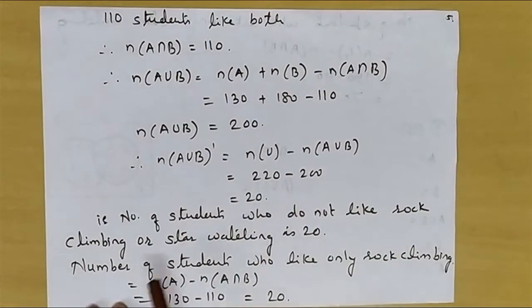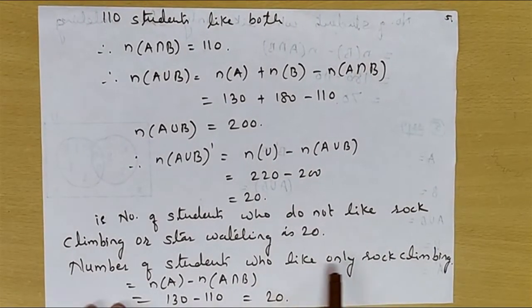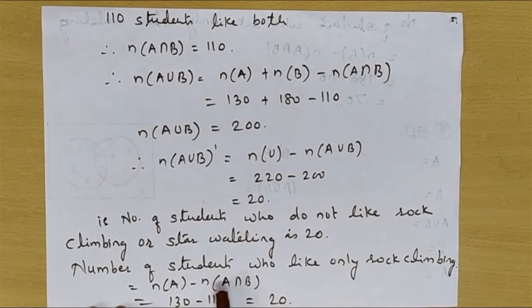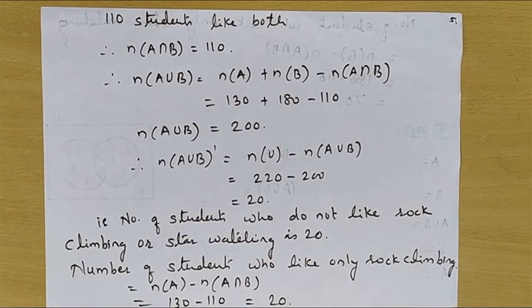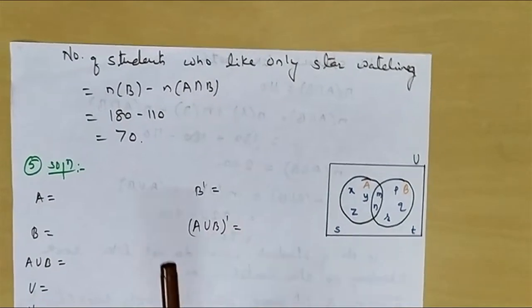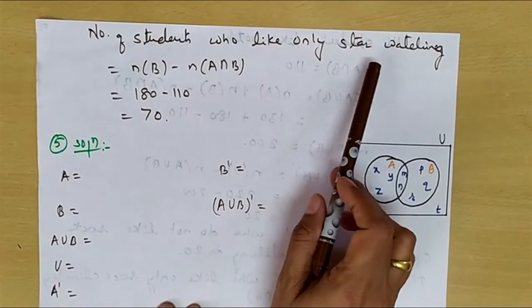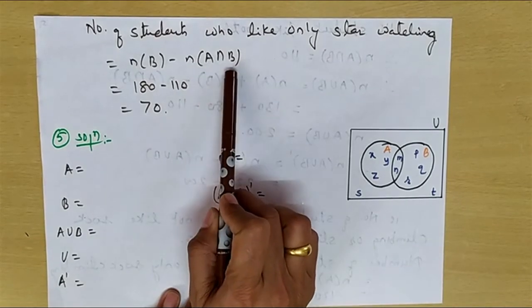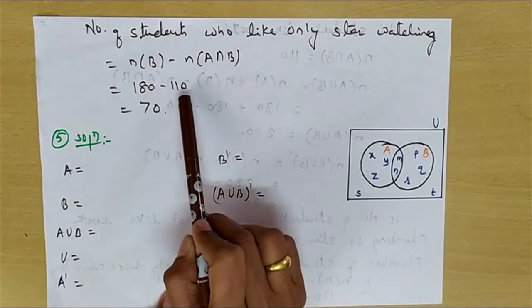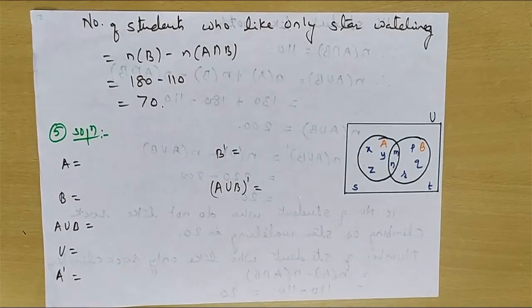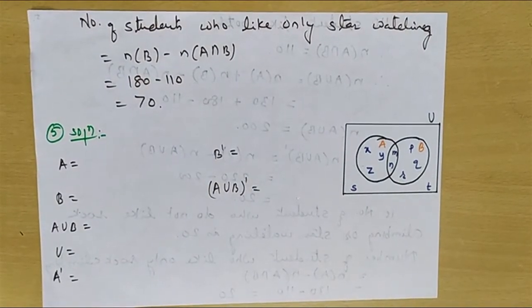The number of students who like only rock climbing will be n of A minus n of A intersection B, that is 130 minus 110. That is, you will get 20. Then the number of students who like only star watching will be n of B minus n of A intersection B, that is 180 minus 110. The answer comes out to be 70. Try to solve these examples in your notebook.